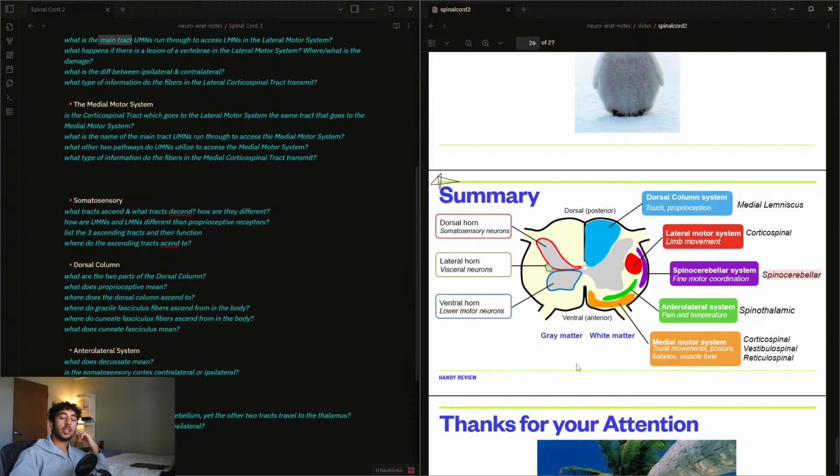Then the dorsal column system is involved in proprioception, and the tract for that system is called the medial lemniscus. Yep. Okay. Dorsal column, medial lemniscus.